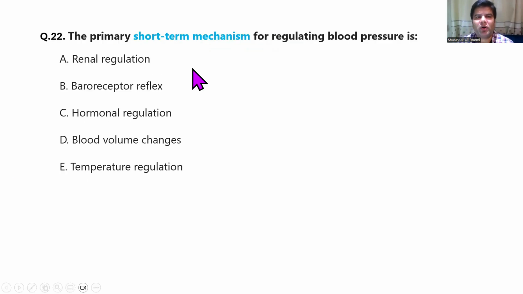Next question is, the primary short-term mechanism for regulating blood pressure is, options are A renal regulation, B baroreceptor reflex, C hormonal regulation, D blood volume changes, E temperature regulation.